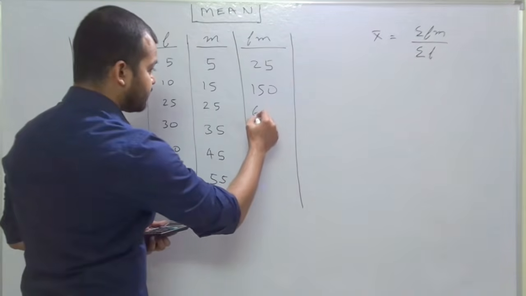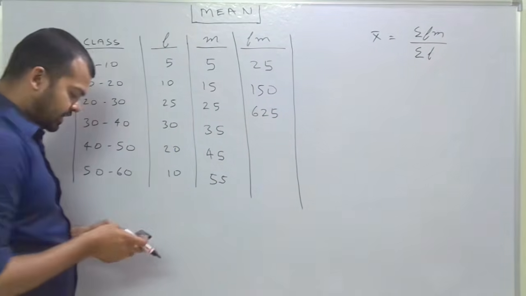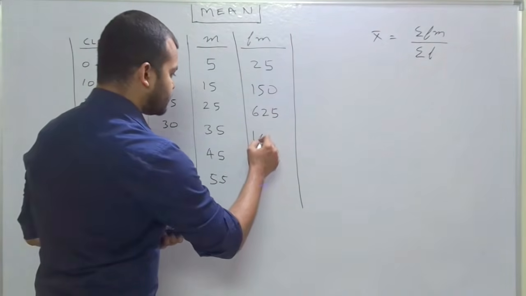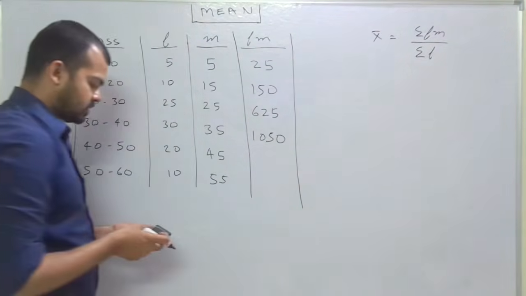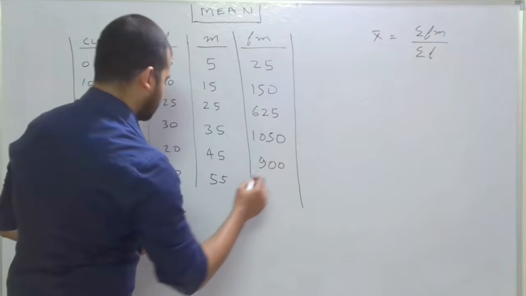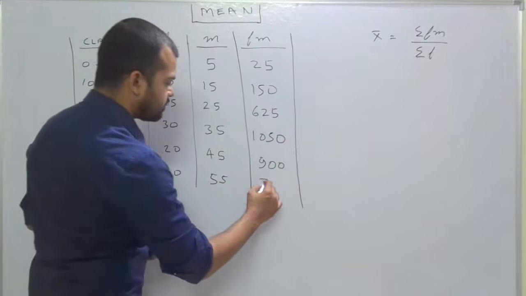that is 625. 30 into 35, that is 1050. 45 into 20 is 900. And 55 into 10 is 550.